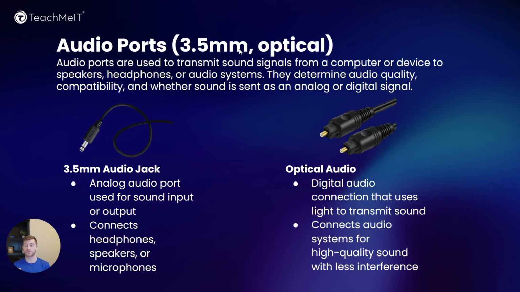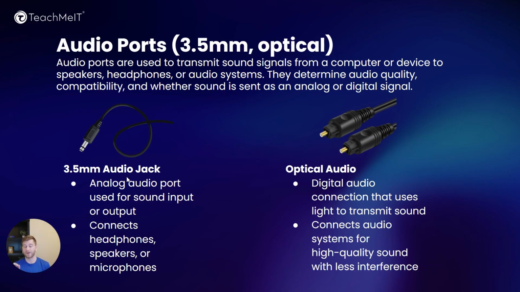Next up, we have audio ports: 3.5 millimeter and optical. Audio ports are just for that. They're for audio and sound. They determine audio quality, compatibility, and whether sound is sent through an analog or a digital signal. So a 3.5 millimeter audio jack, we don't really use those on phones as much. On the old phones, we used to have a 3.5 where you could use headphones. Nowadays, most phones just have Bluetooth, or if you need to, you can connect through the USB-C port or the Apple port on your phone.